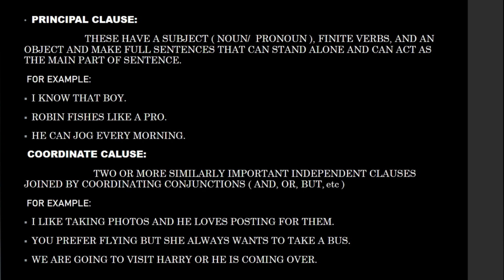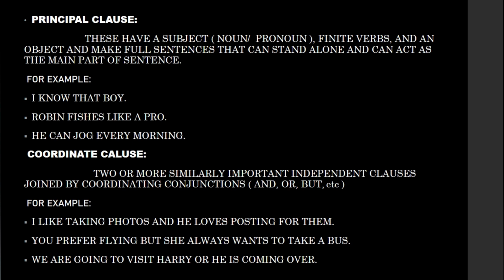For example, I know that boy. So it is giving us a complete sense. The next one is Robin fishes like a pro. So it also gives us a complete meaning. And the last one is he can jog every morning. So it is also giving us complete meaning.